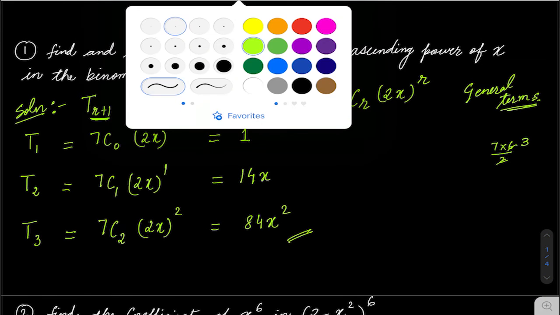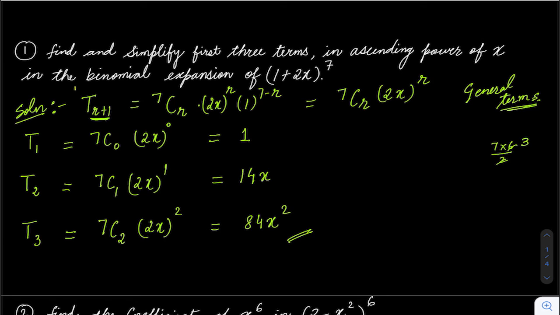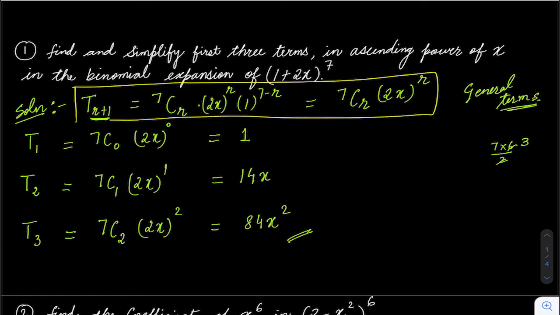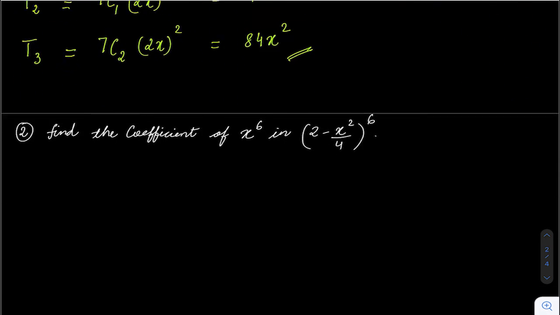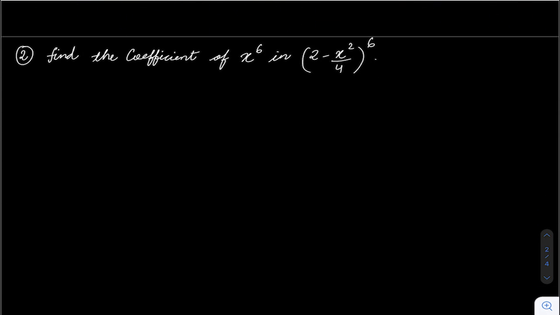Now in this, the most important thing I am again repeating is finding the general term. In every question, you have to find the general term. Let's try one more question in this. Now in this question, we will have to think a little bit. Second question is, find the coefficient of x power 6 in (2 minus x square over 4) power 6.